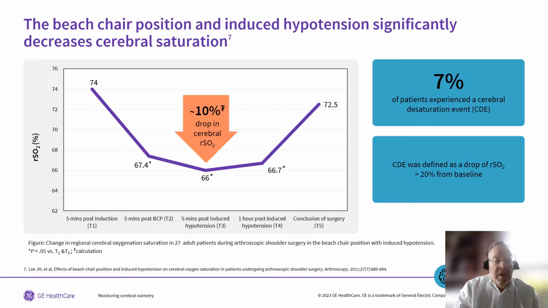So given what we see in patients undergoing beach chair position surgery, are these changes in blood pressure deleterious to the brain? And is there a way to determine what level of induced hypotension is acceptable? Well, here's a study that looked at the effects of beach chair positioning with induced hypotension on cerebral oxygen saturation using NIRS monitoring at various event intervals.